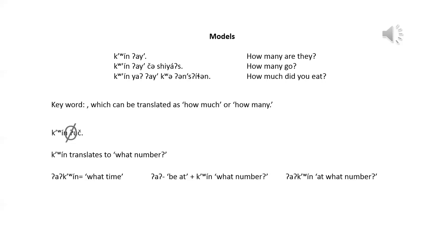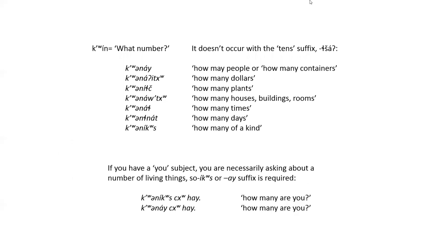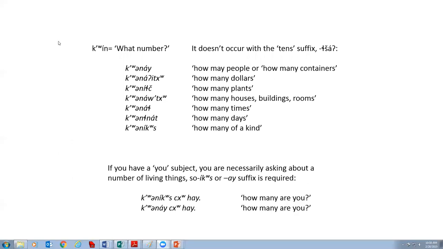We can now completely explain the word a queen, what time. You learned that in that the prefix a means be at, and that the queen, what number, and we get a queen, at what number, which can only mean at what number in the clock or what time. And since queen can mean what number, it makes sense that it can take the lexical suffixes that numbers can. But keep in mind that it doesn't occur with the tens suffix.